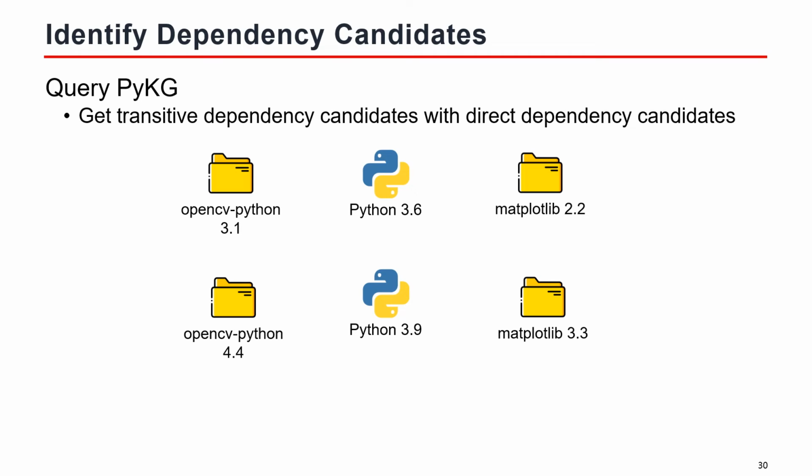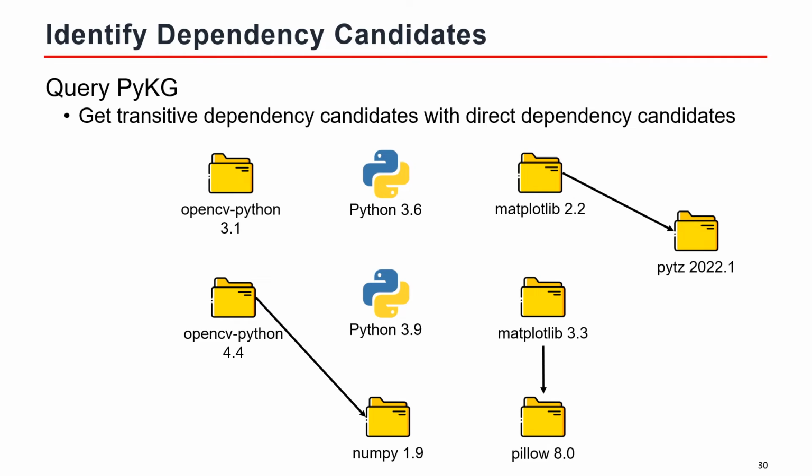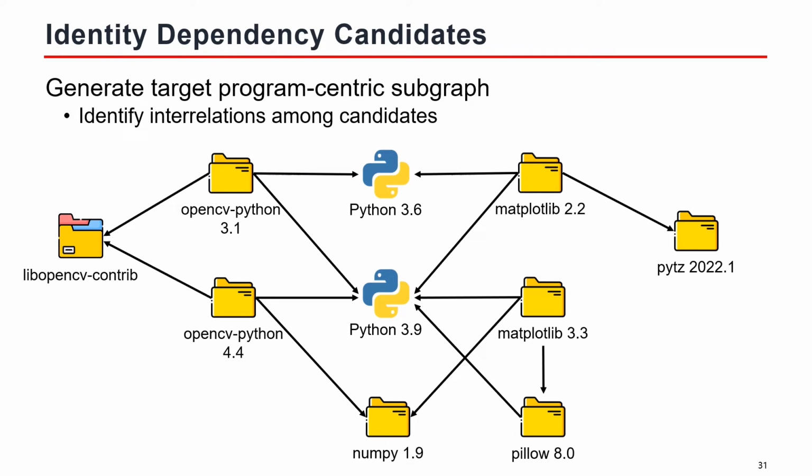Then, we get the transitive dependent packages and system libraries. Matplotlib depends on pytz and pylo. OpenCV-Python depends on NumPy, and it depends on a system library, libopencv-contrib. Finally, the candidates form a target program-centric subgraph. Nodes in a subgraph are versions of dependency candidates, and edges are interrelations among them. This slide presents a part of the subgraph of the example code snap.